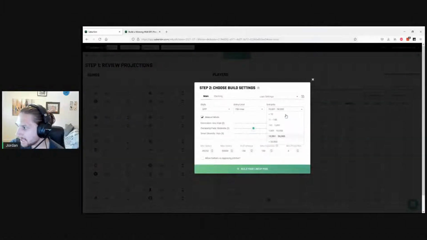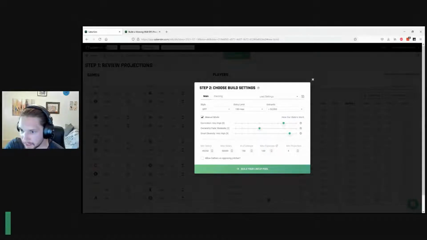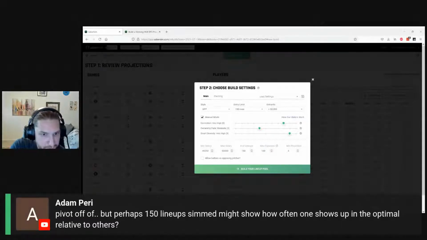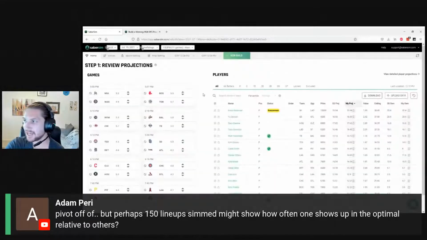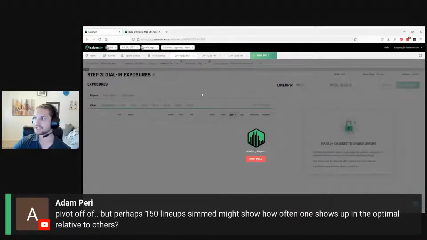Let's run a big one, because he finished off the question here: pivot off of, but perhaps a 150 lineup sim might show how often one shows up in the optimal relative to others. Let's go ahead and look at it. There's a big $5 contest on DraftKings tonight, so I'm going to run a big build. I want to run 1,500 lineups. I mentioned before, when I do this as my actual process, I always do it with 150 so that I get 1,500, and we'll look at this.